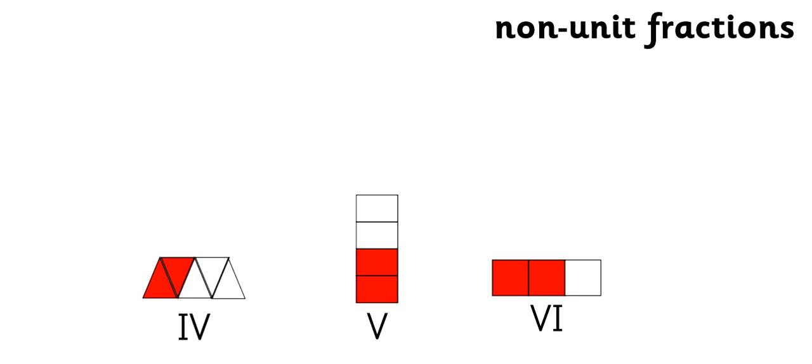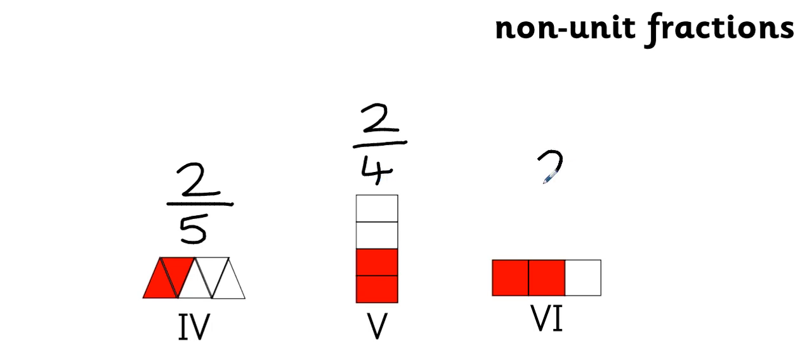Okay, number 4, IV, 1, 2, 3, 4, 5 parts altogether, 2 are coloured in, so 2 out of 5, 2/5. V, 2 parts are coloured in out of 4 altogether, 2/4. You might have also spotted that's the same as half. And then number 6, VI, there are 2 parts coloured in out of how many altogether? 1, 2, 3, 2/3. So 2/5, 2/4, 2/3.